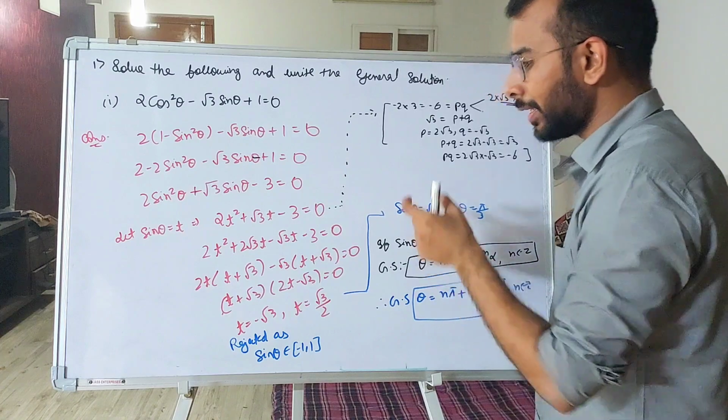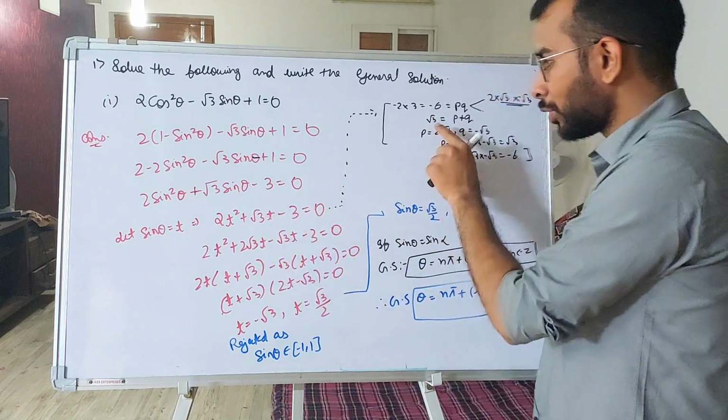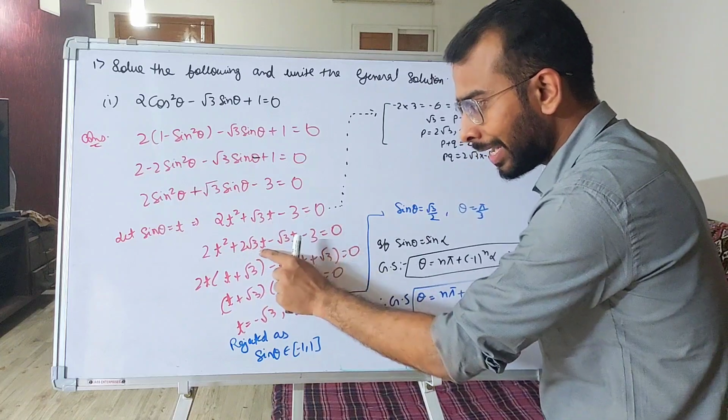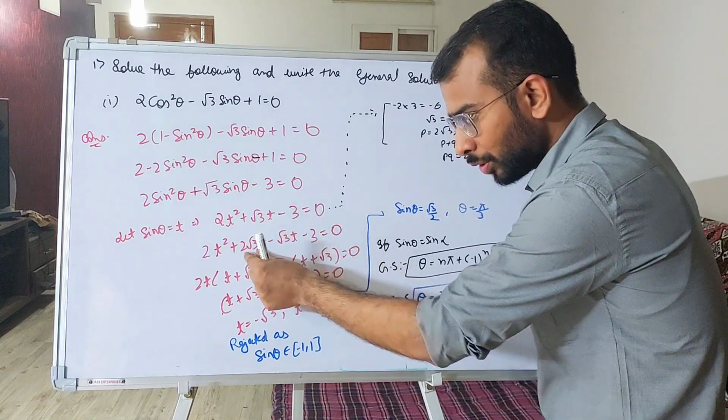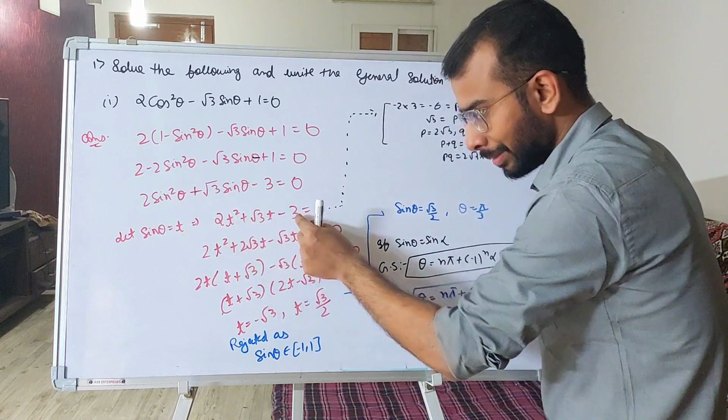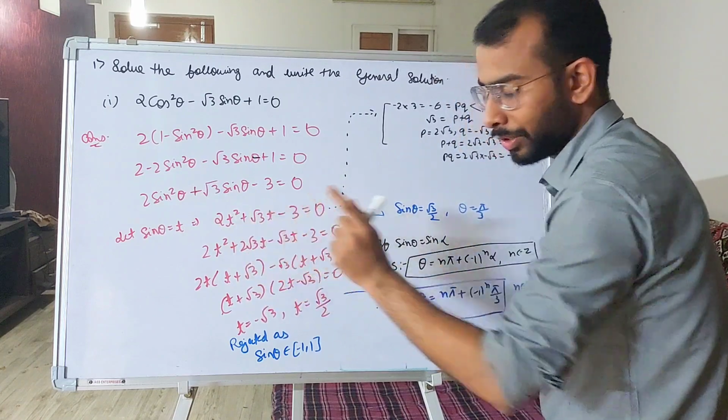Okay. Now the next point is we'll substitute like root 3. So we'll split root 3 as 2 root 3 and minus root 3, and t as it is. Root 3 is 2 root 3 minus root 3. 2 root 3 into minus root 3 is minus 6. 2 root 3 minus root 3 is root 3.